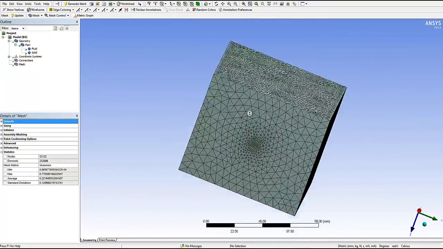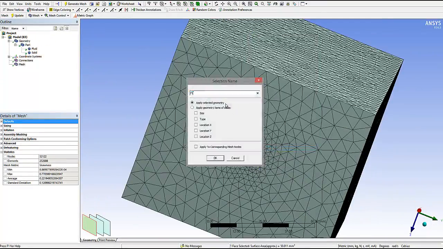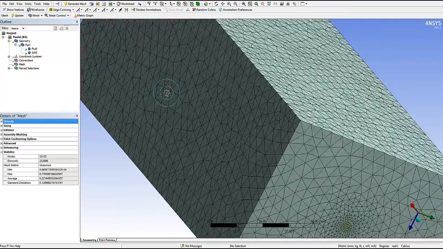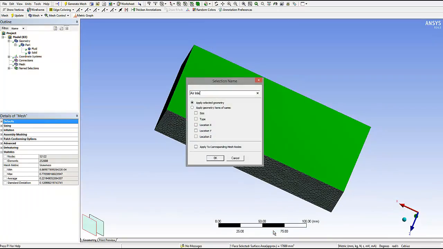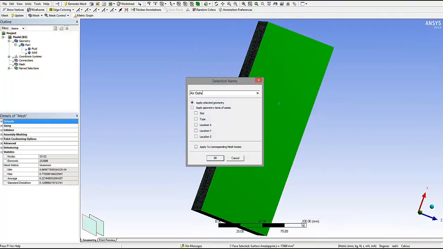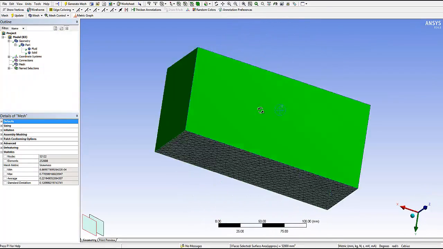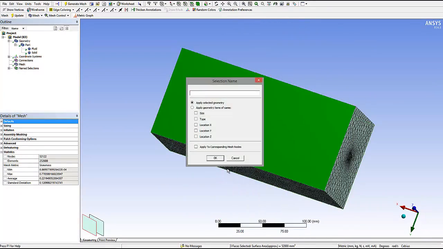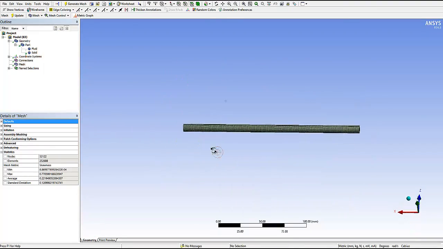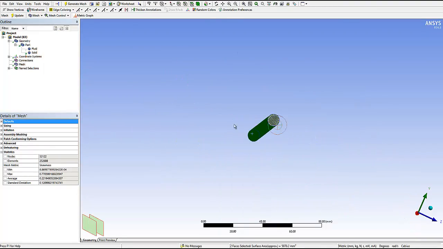We move on to naming the parts. Start with the base, which consists of the fin's base and the enclosure's base, which will later on imitate the heat source. Then we name the air inlet and outlet. After that, the sides of the duct. And finally, we name the surface of the fin.